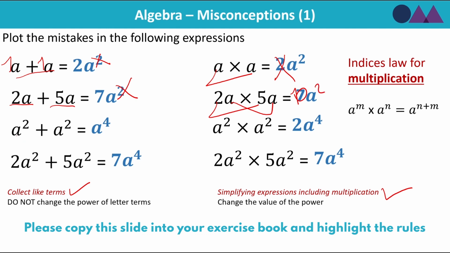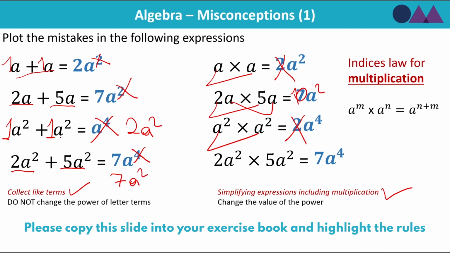Here guys, a squared plus a squared doesn't make a to the power of 4. This is 1a squared plus 1a squared, 2a squared. However, when you multiply them, it makes a to the power of 4. Again, when you collect like terms, do not change the power of the letter term, so it will be 7a squared. And when you multiply, first multiply the number terms, so 2 times 5 makes 10, and a squared times a squared makes a to the power of 4.